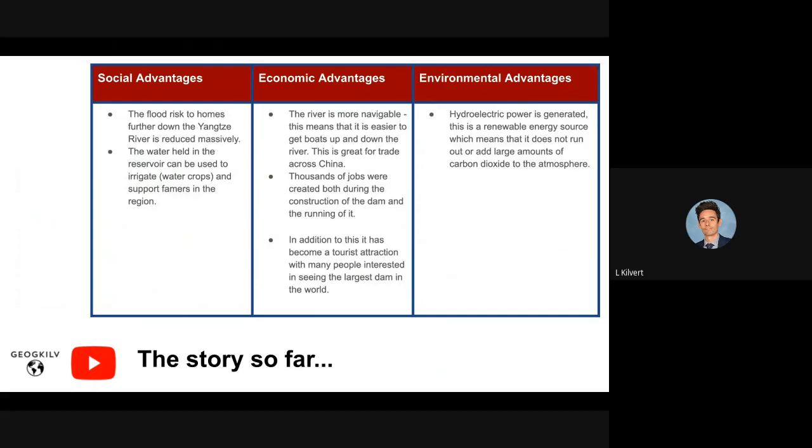So on the face of it, at the moment, this looks like a positive scheme. If I gave you this information and said to you, should China build the Three Gorges Dam, I would imagine that the answer would be a resounding yes. But as I said earlier, it's really important that we can balance out our arguments, not just looking at the positive sides, but looking at the negatives before we start to draw a conclusion.